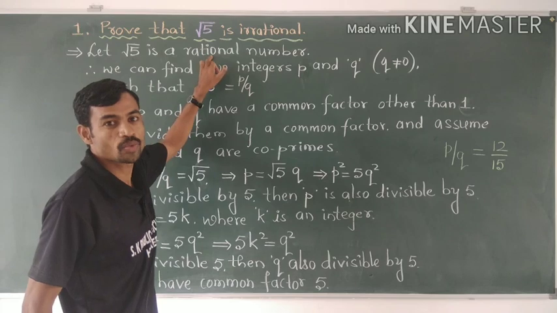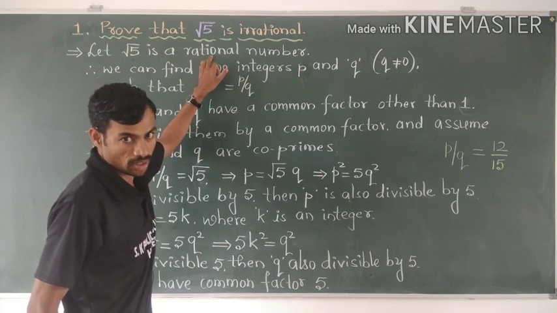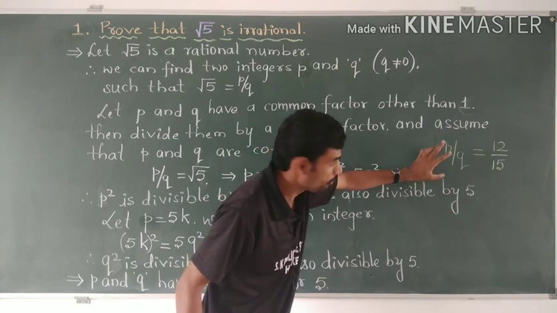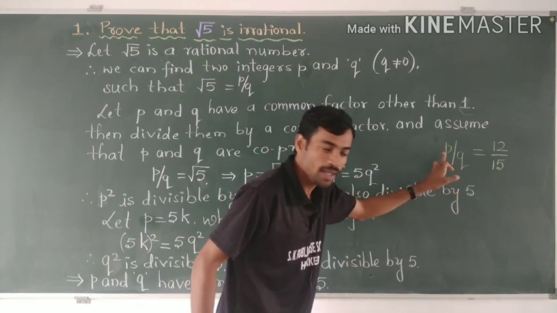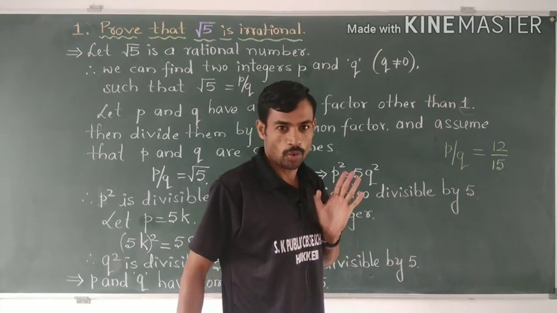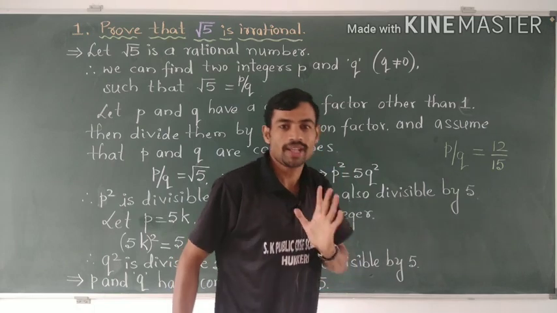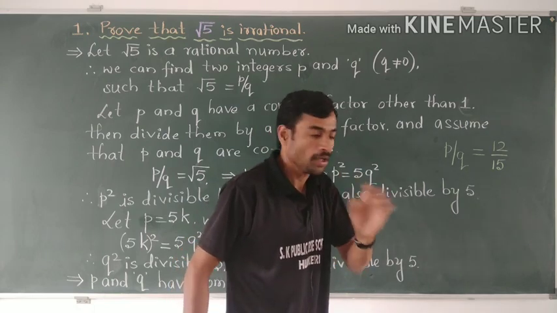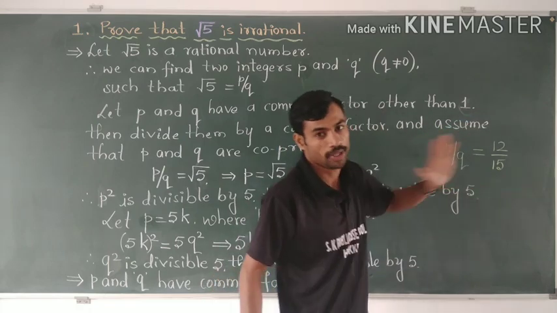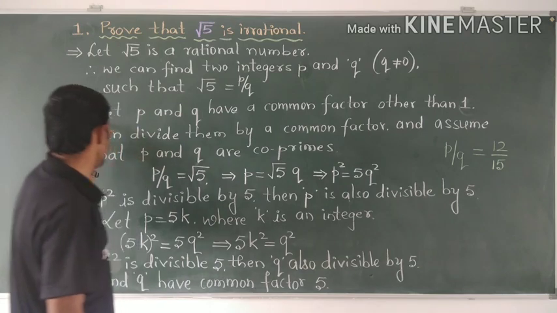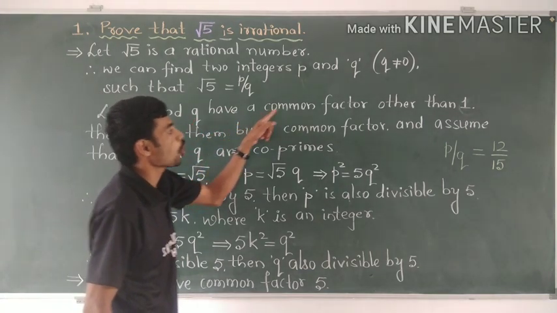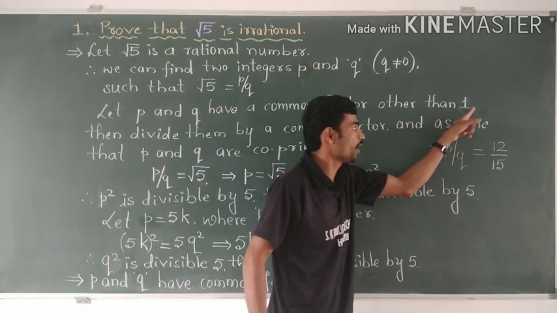Root 5 is one of the rational numbers. If it is a rational number, then it can be written in the form of p by q, where p and q are integers and q is not equal to 0. I have taken one example, root 5 written in the form of p by q, that is 12 upon 15. Let p and q have a common factor other than 1.